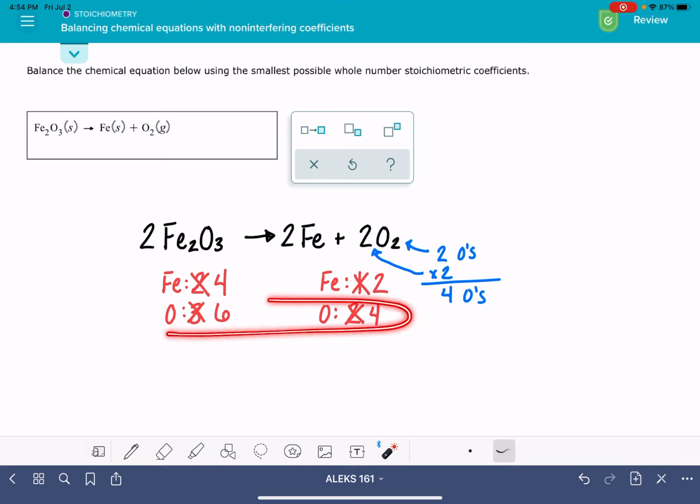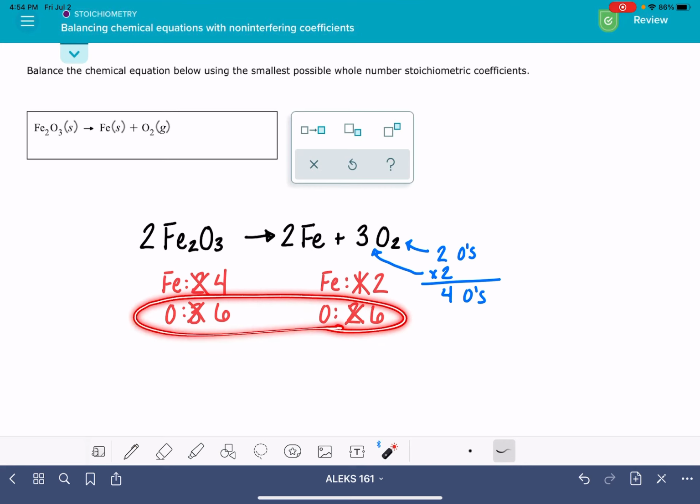So our oxygens are still not balanced. That still hasn't done it. Now we have 6 on the left and we only have 4 on the right. That means we want to increase the number of oxygens on the right-hand side. So let's take that 2 and let's turn it into a 3. Let's just increase it by 1 again. Now we have 3 times 2 oxygens on the right-hand side, which is 6. And this is perfect.